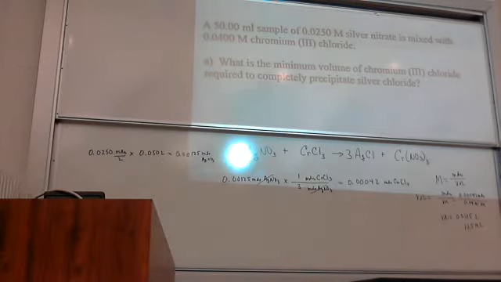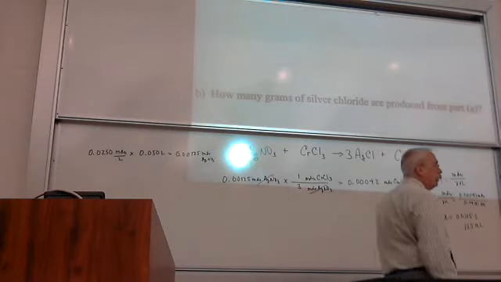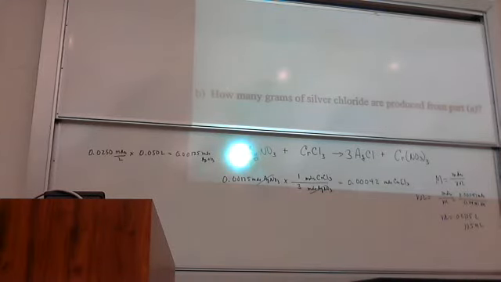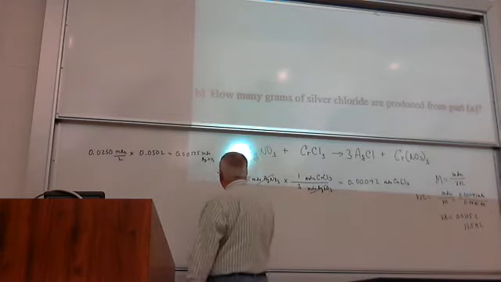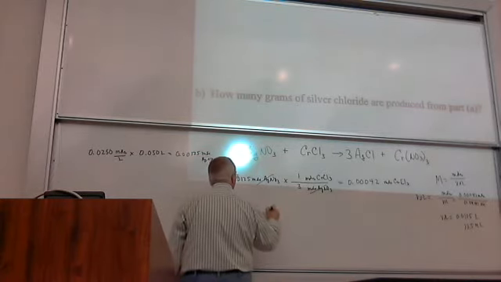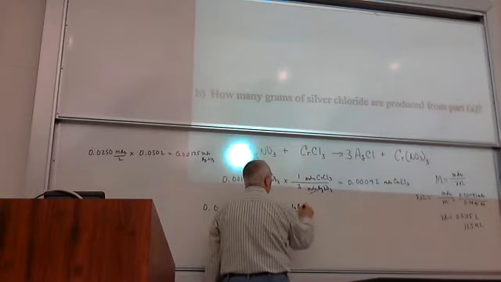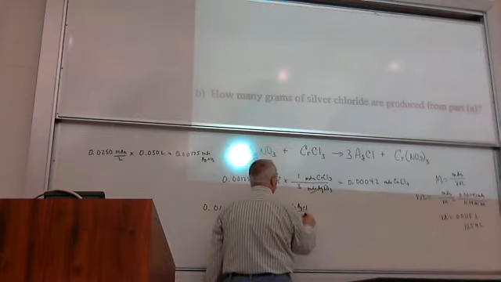All right. Is there a second part to this problem? How many grams of silver chloride are produced from part A? Okay. Stoichiometry. How much of one thing can be made from how much of another? I have a mole amount of silver nitrate that's reacting. That's as good as any to use. And now I want to know what? Moles of silver chloride. So I have moles of silver chloride over moles of silver nitrate.